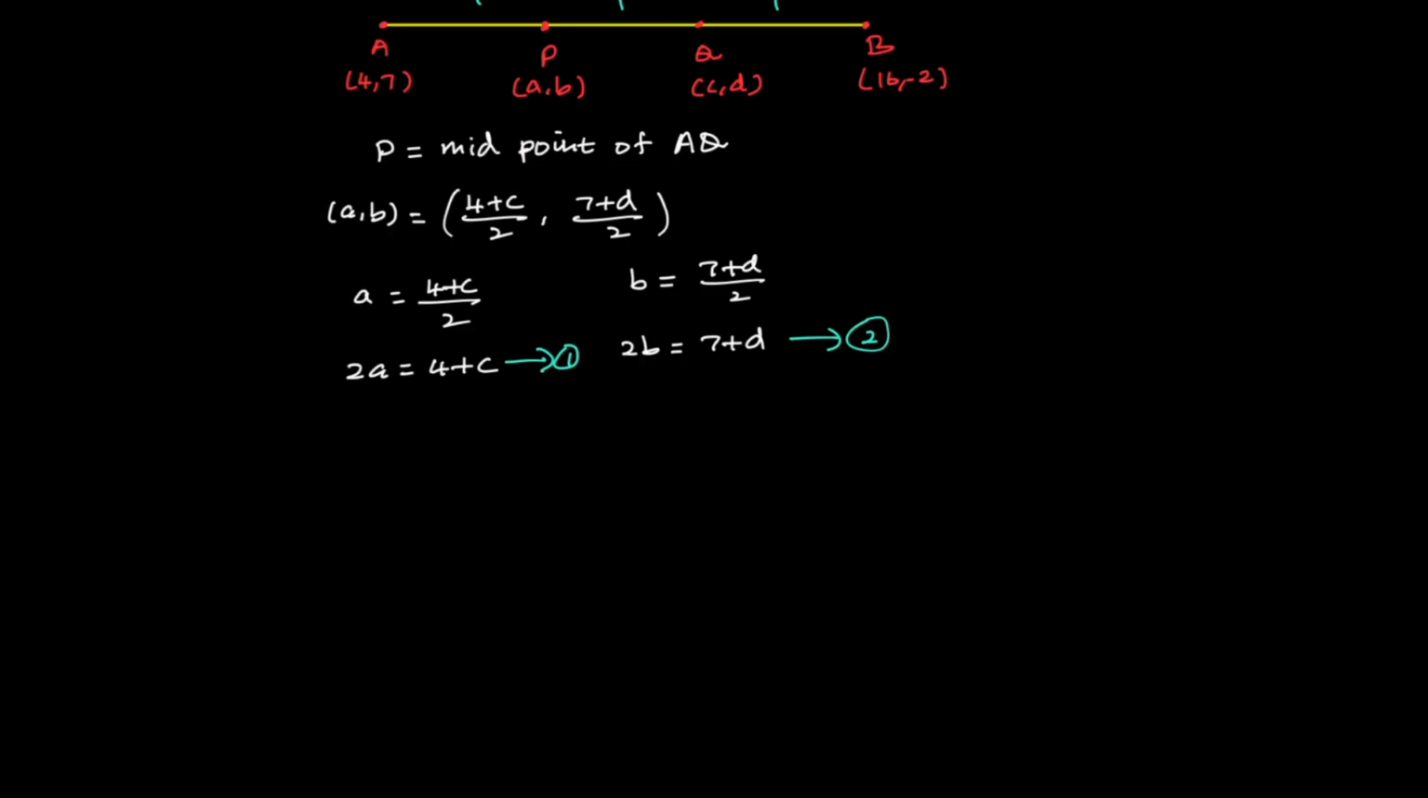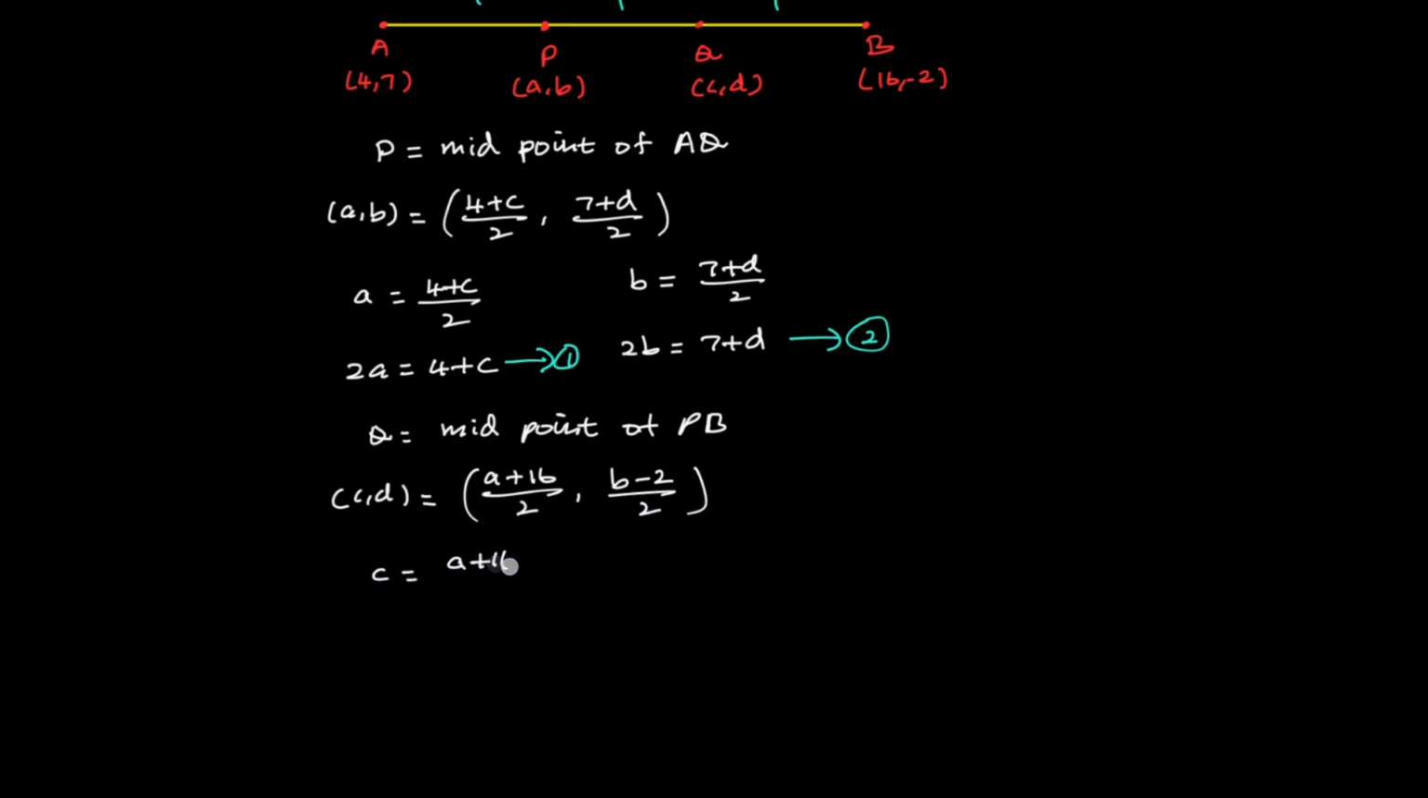Similarly, Q is the midpoint of PB. So the coordinate of Q is (c, d). Midpoint of PB means adding the x coordinate values, (a plus 16) by 2, and (b minus 2) divided by 2. Now equate the x coordinate values. So c equal to (a plus 16) by 2. Simplify this: 2c equal to a plus 16. Similarly, equate the y coordinate values: d equal to (b minus 2) divided by 2. Then 2d equal to b minus 2.